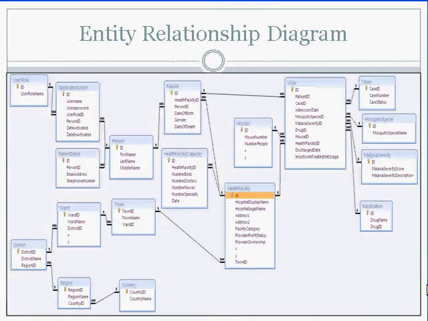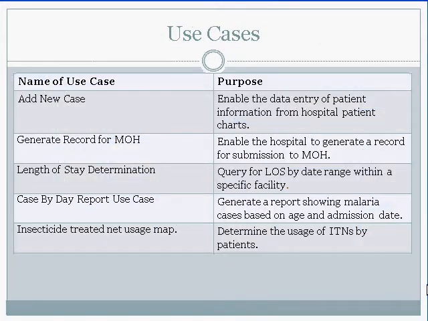The entity relationship diagram shows the tables used by the system and how they are related to each other. Example use cases used in this application are how to add a new case, how to generate a record for the Ministry of Health, how to determine the length of stay, and a report showing case by day for a specific facility, as well as how to generate a map for displaying usage of insecticide-treated nets.